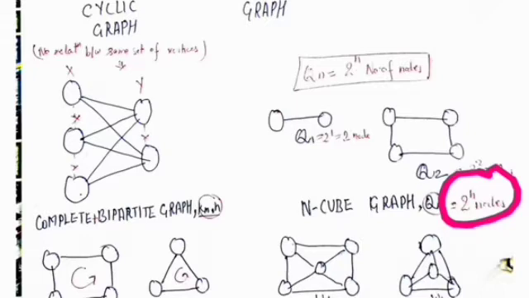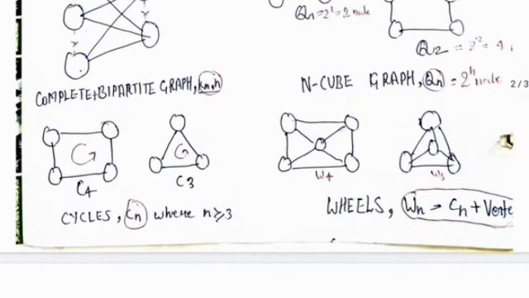If n is equal to 1, then the graph is made like this, and if n is equal to 2, then the graph is made like this, where the total number of nodes is 4. Now come to the next graph, that is your cycles.